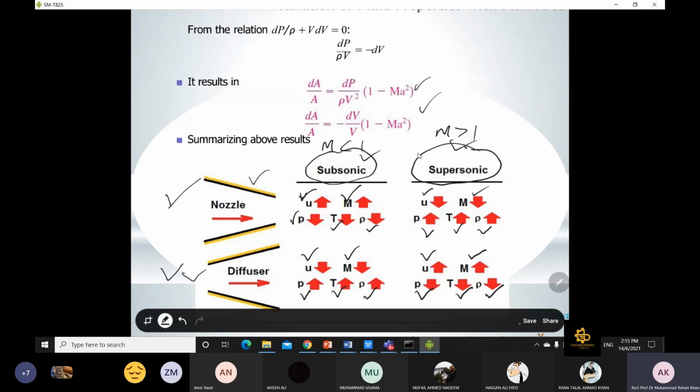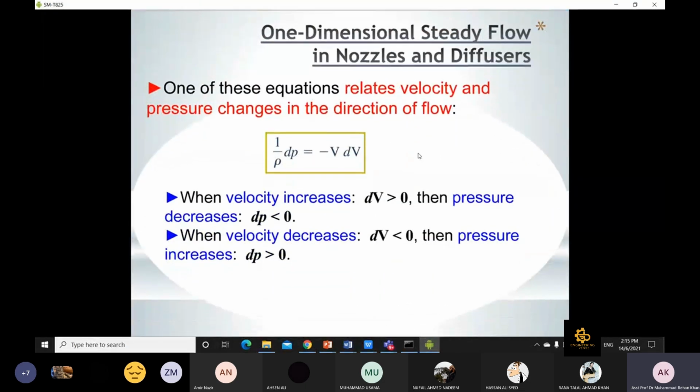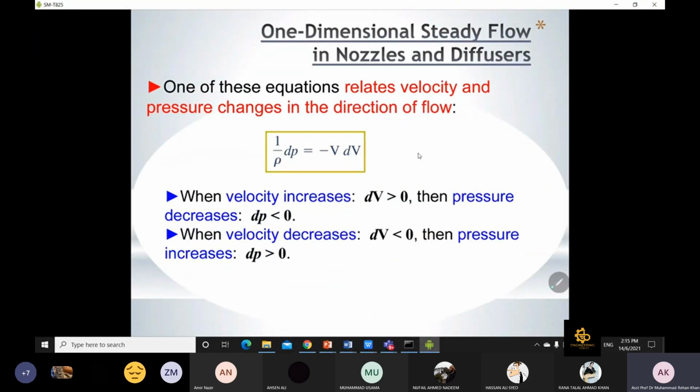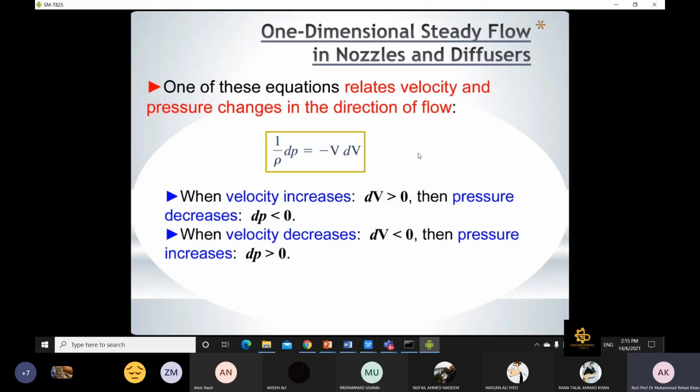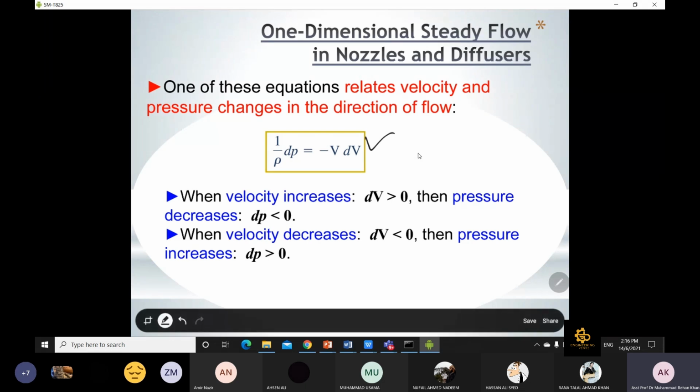So we will just look at each case individually so that you will get some understanding, and we apply these two equations in order to understand this. For example, the first equation we already saw in the previous classes. This equation we already derived: 1 over rho dP is equal to minus v dv.